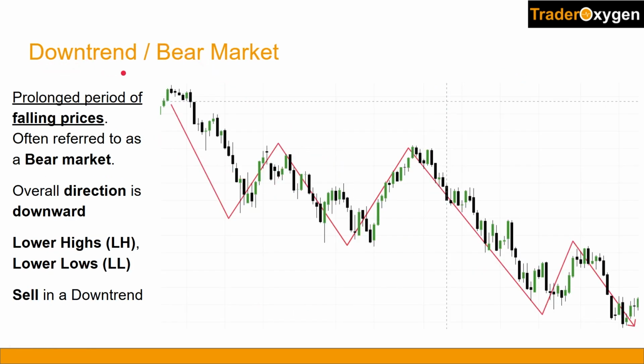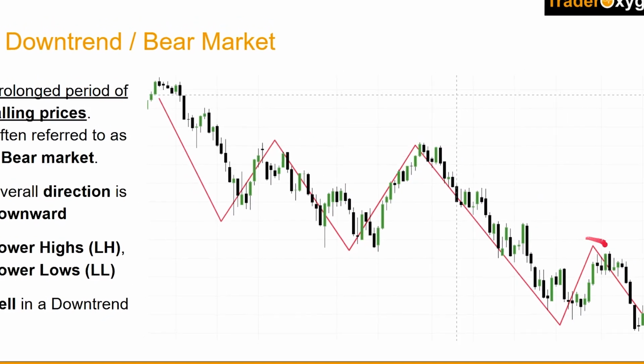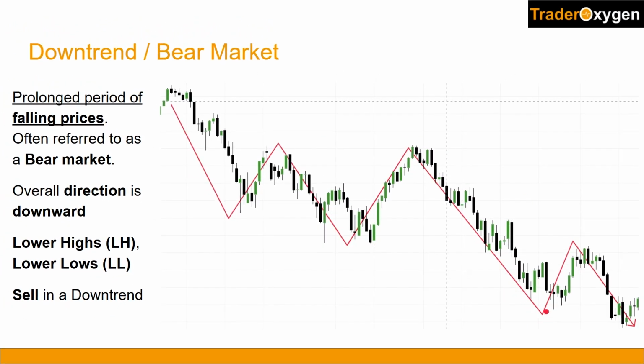So what is a downtrend? The price is falling for a longer, considerable time period. It's known as a bear market. The overall direction is going down. The price is going down. It's making lower highs. These are lower highs and lower lows. These are making lower lows.